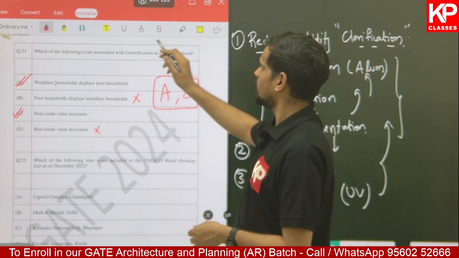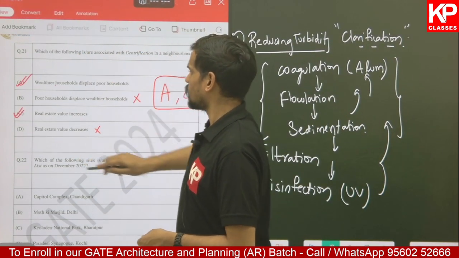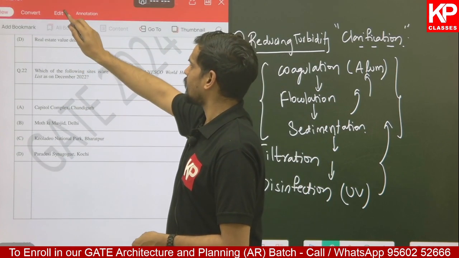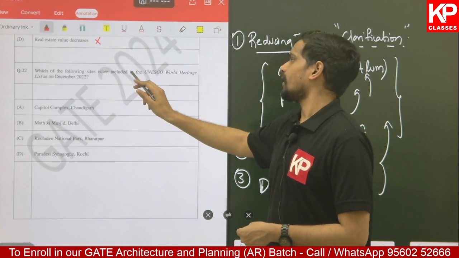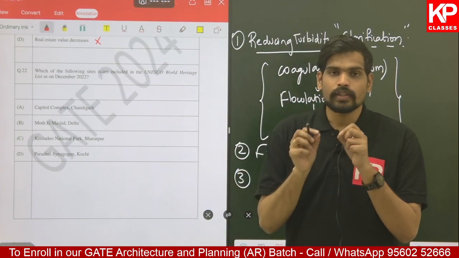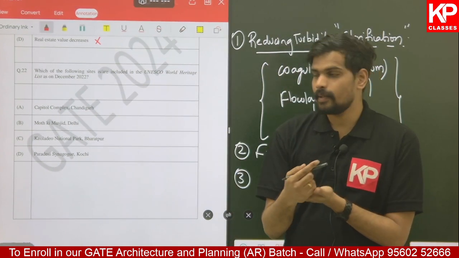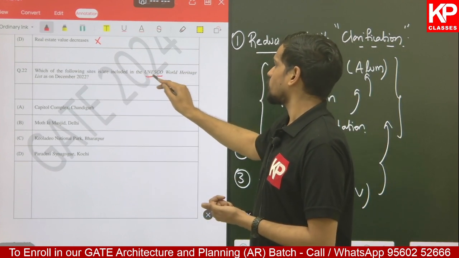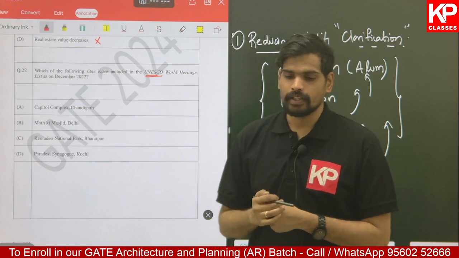The next one, let us look into the next question. Question number 22. Which of the following sites is or are included. You see they are also using the word is, because one option can also be correct in a multiple select question. Which of the following sites is or are included in the UNESCO World Heritage List as of December 2022?